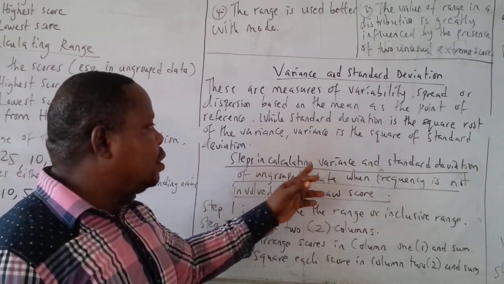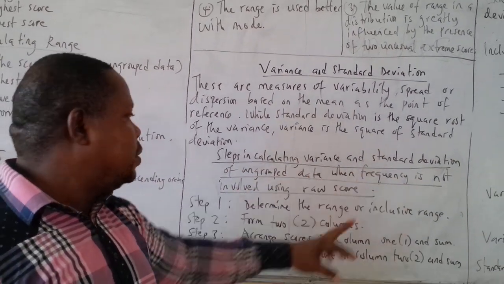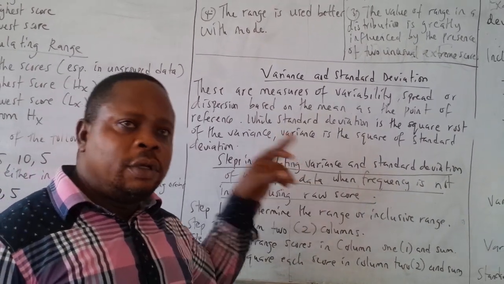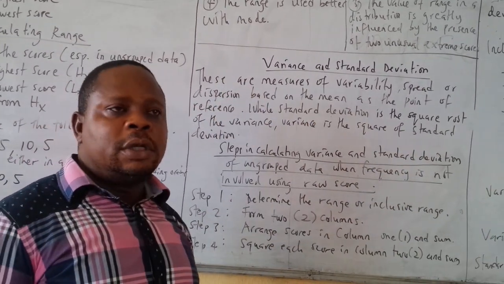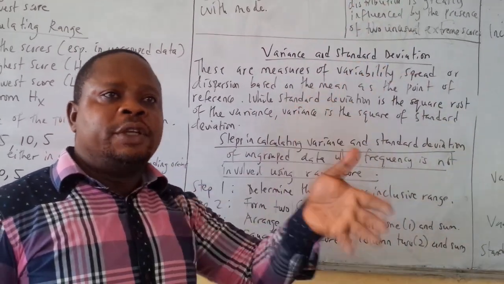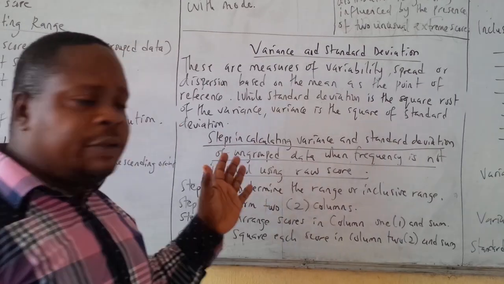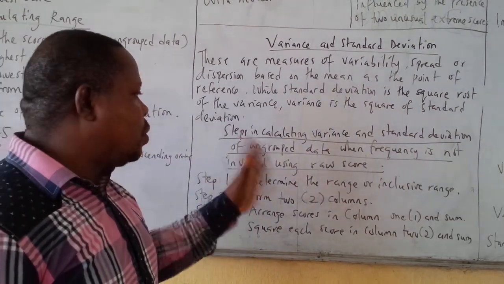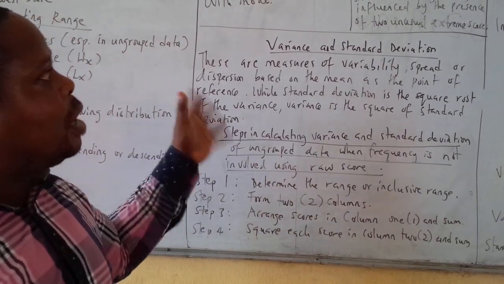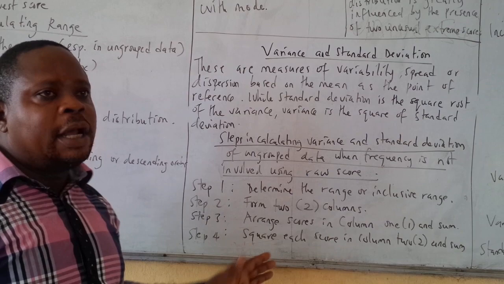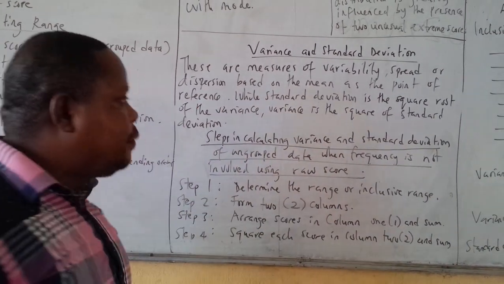Now, these are the steps in calculating variance and standard deviation of ungrouped data when frequency is not involved, using raw scores. The method we use here is called the raw score method. There is also the mean deviation method, and there is the coding method. But the method we are using here is called the raw score method. Now, what are the steps in using the raw score method in calculating variance and standard deviation of ungrouped data that does not involve frequency?